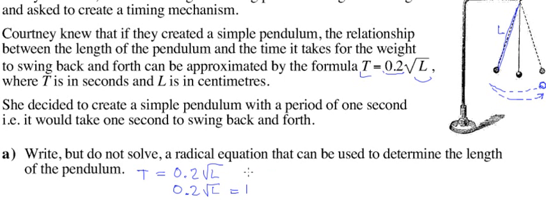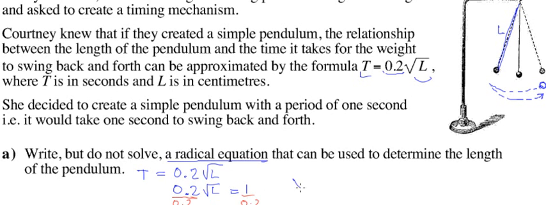Now, normally if we were solving this, we would divide by 0.2 and then square both sides and get L equals, but they've said they want a radical equation, meaning they don't want us to get rid of this root. So what can we do with this then? We can divide both sides by 0.2. That part's still okay.